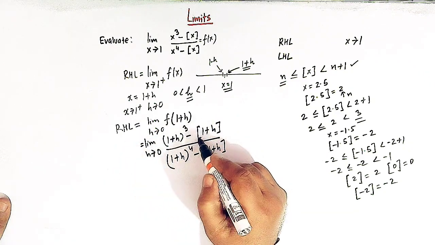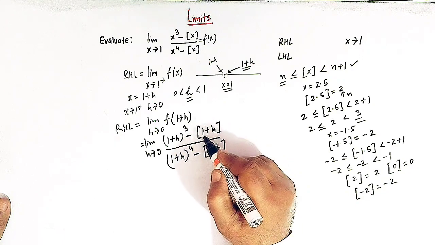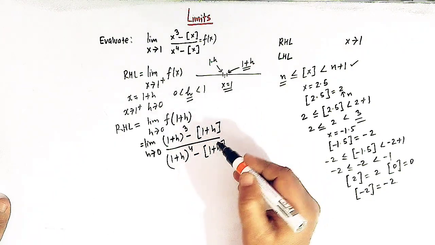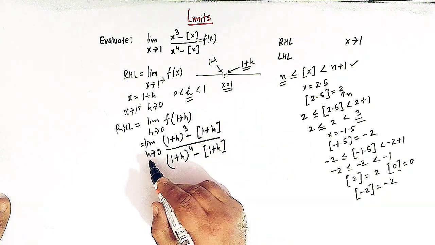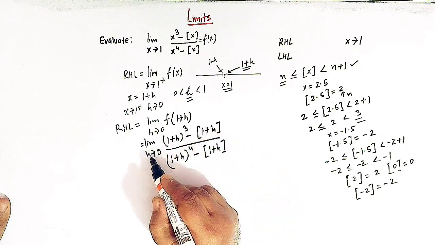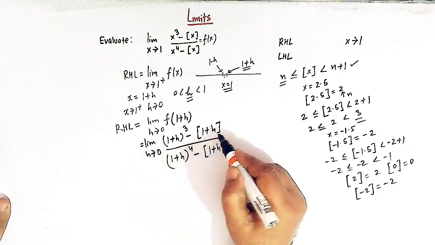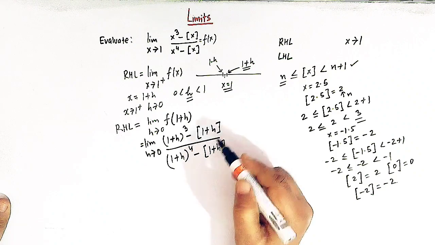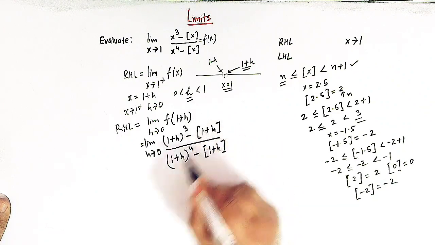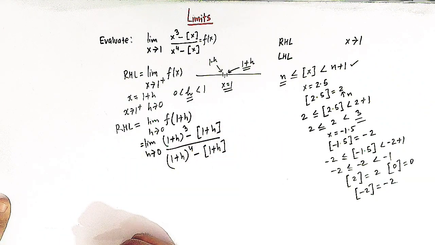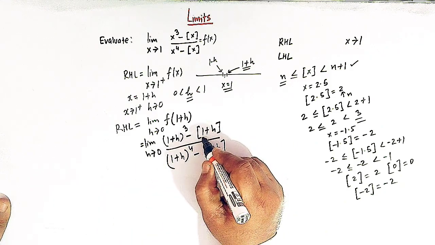See, whenever we come across functions like the greatest integer function or the fractional part function, we cannot directly substitute the value of h as 0 over here, right? So what we do, we make use of the definition of the greatest integer function. Now let us consider this quantity.